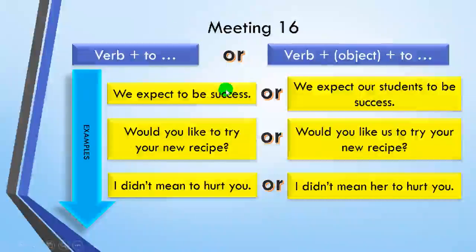If you mean to have the object, it means that you need someone to be the one who you wish or you expect to. Take a look at this one too.